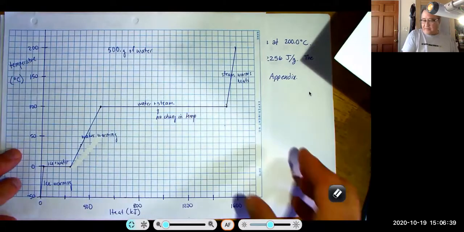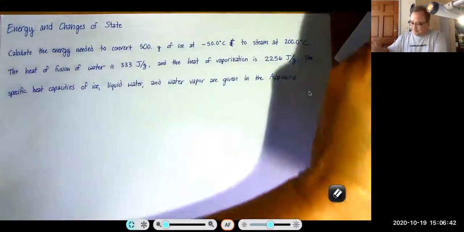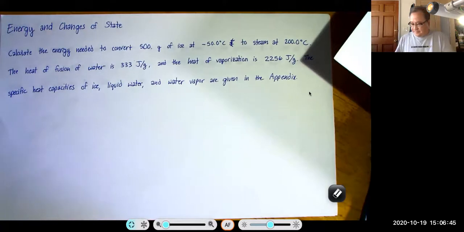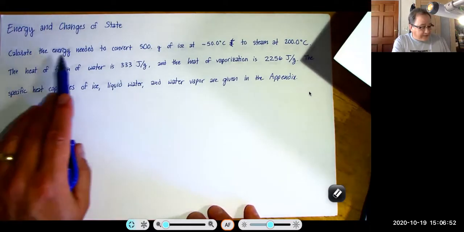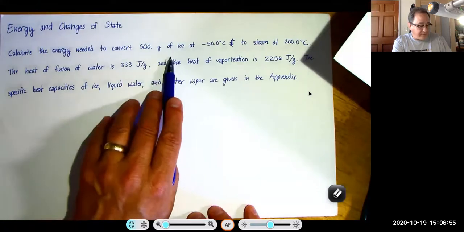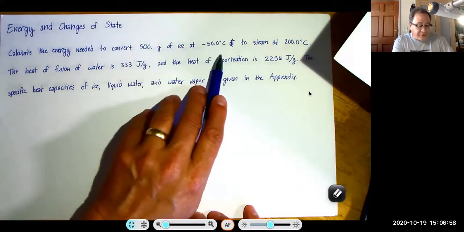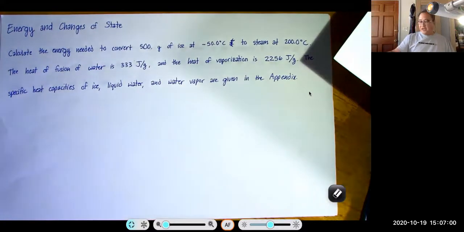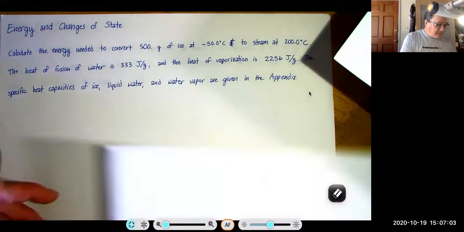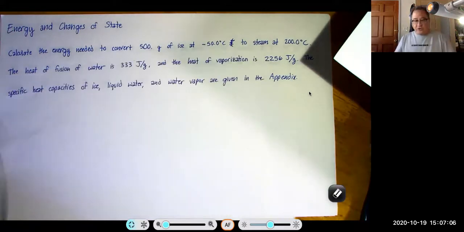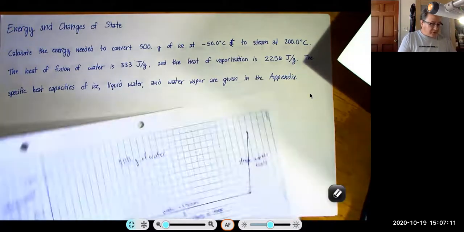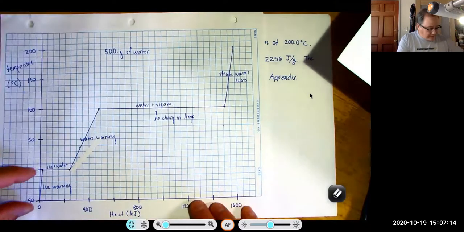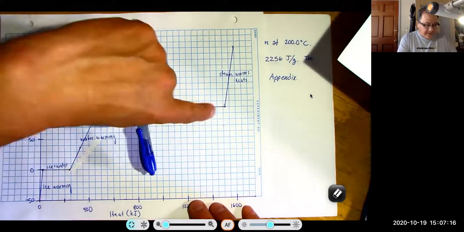So let's take a look at a problem here from the book. And we're told that for energy and changes of state, calculate the energy needed to convert 500 grams of ice at minus 50 degrees Celsius to steam at 200 degrees Celsius. So this is one of those cases where we have to look at this whole chart. We have to calculate the energy here, here, here, here, and here.